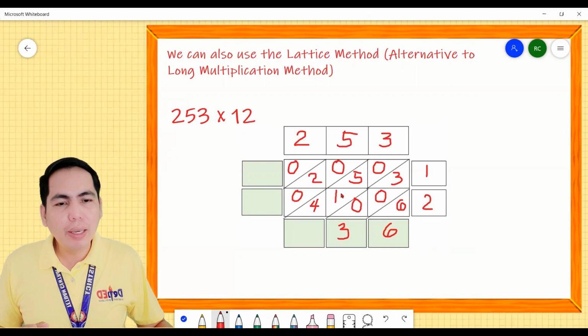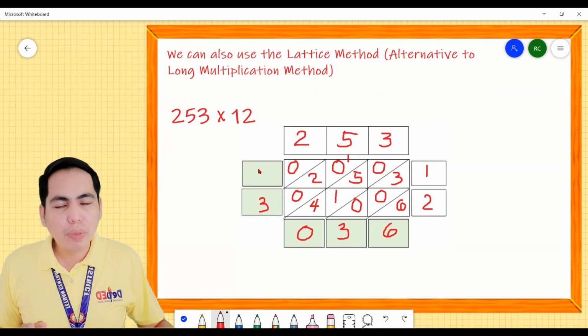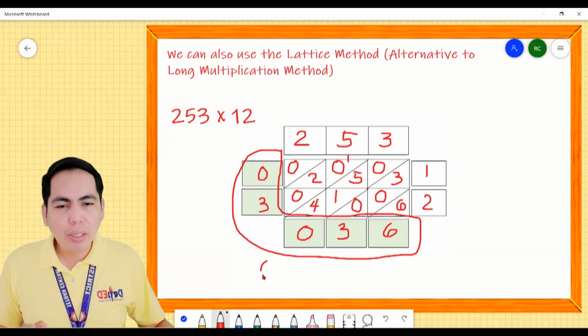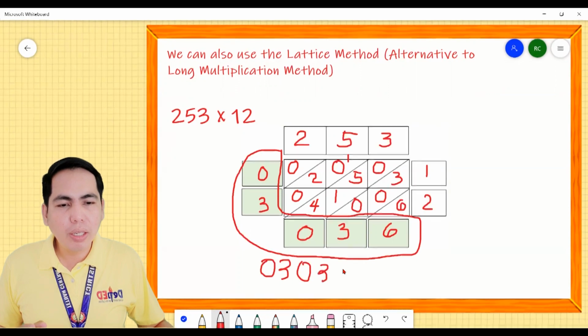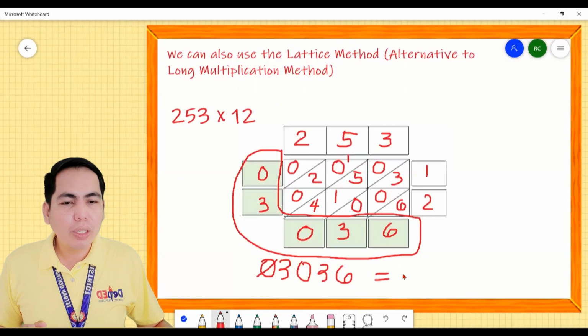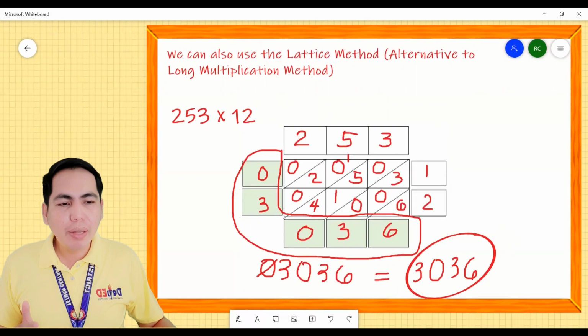0 plus 5 plus 1 plus 4 will give us 10. Regroup 1. 1 plus 0 plus 2 plus 0 will give us 3. And then we have 0. So our product is this. You have 0, 3, 0, 3, 6. Or we can just simply erase the 0 to give us 3036. Now let's have another example.